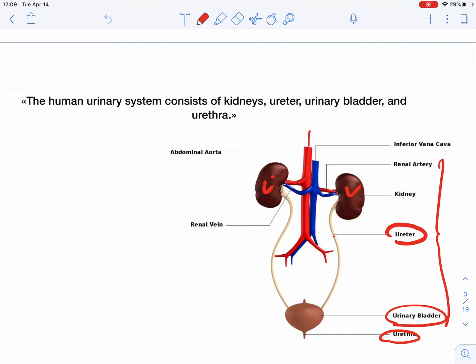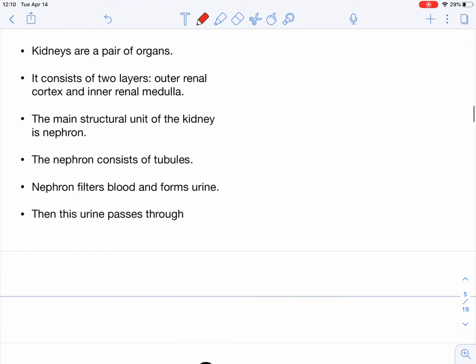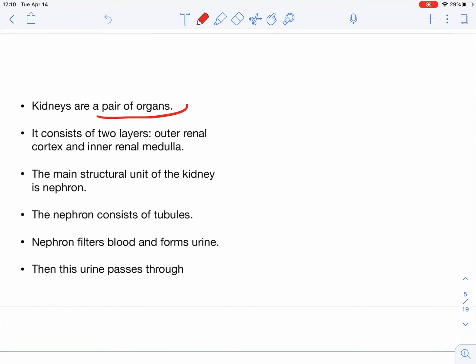It means that from the aorta, blood comes and is filtered in the kidney. After that, it moves away by the vein. In the kidney, the filtered blood produces urine, and the urine goes by the ureter to the urinary bladder. After that, it moves out through the urethra.